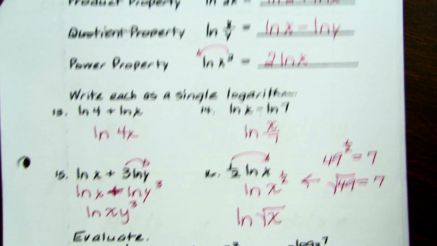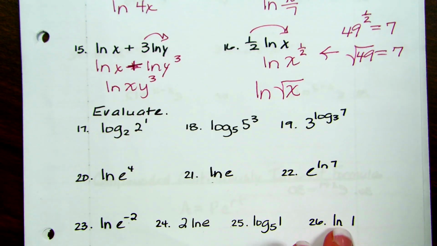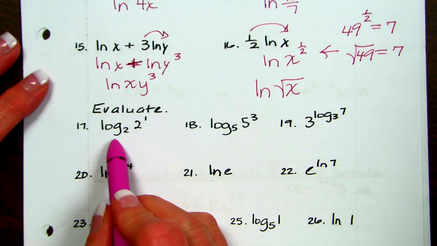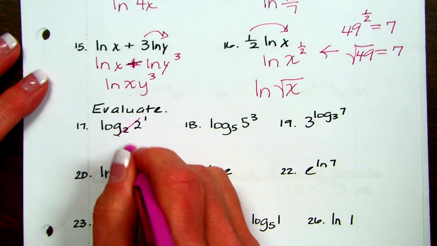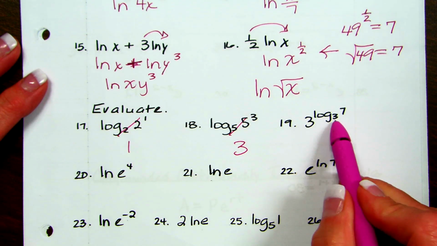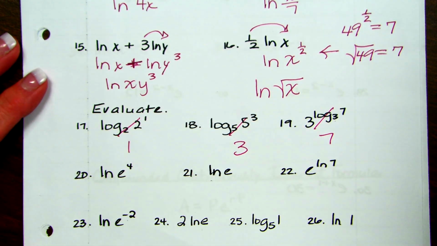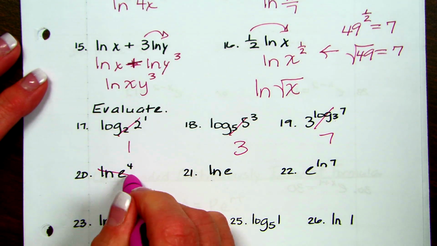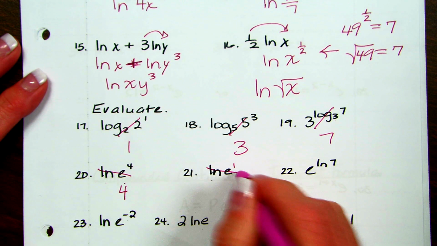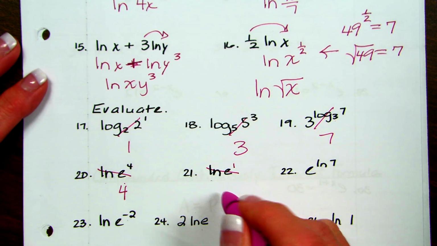Using some of the other properties, the inverse properties, the logarithm of 1, these are the review problems. So if you saw log base 2 of 2, that would cancel and you'd have 1. This would cancel, you'd have 3. 3 to the log base 3, that would cancel in 7. And these are just the same. If you have natural log of e, those bases are the same. They cancel, you get 4. This is going to be 1. That's that special property. So that's 1.